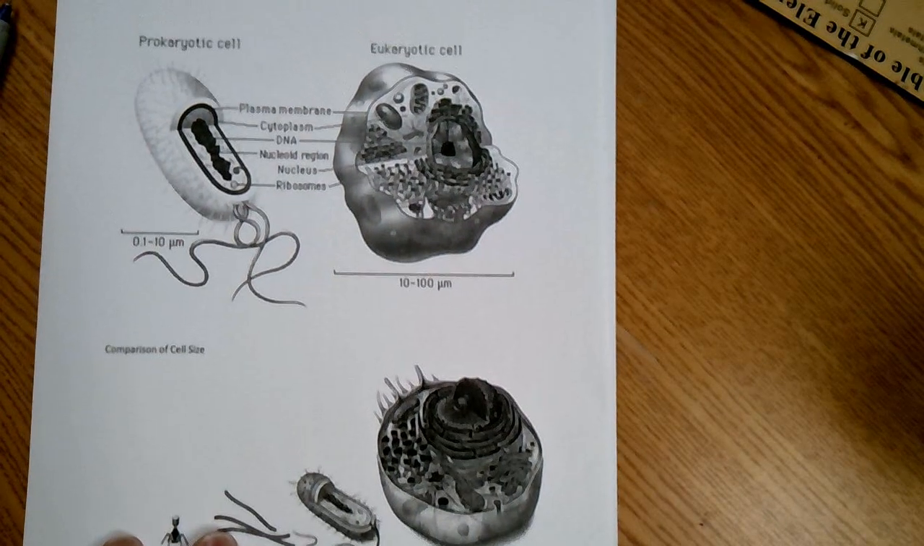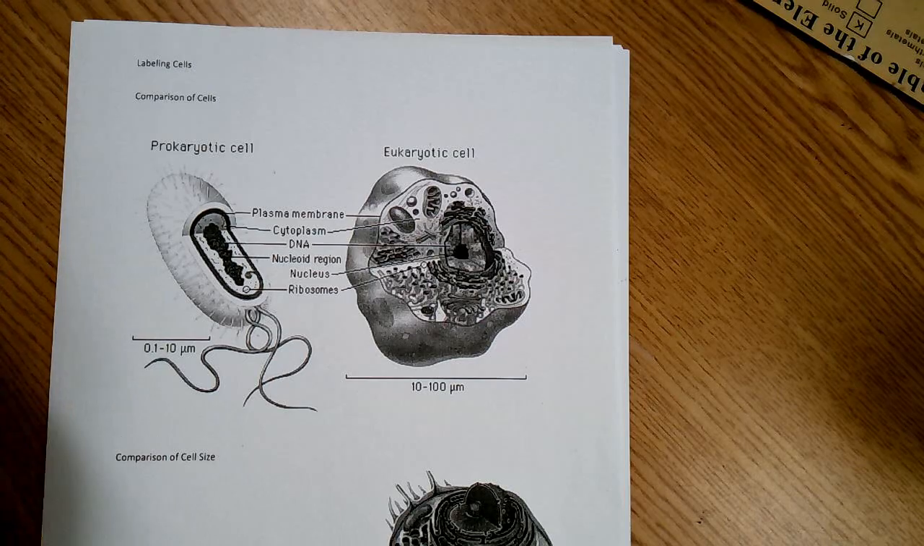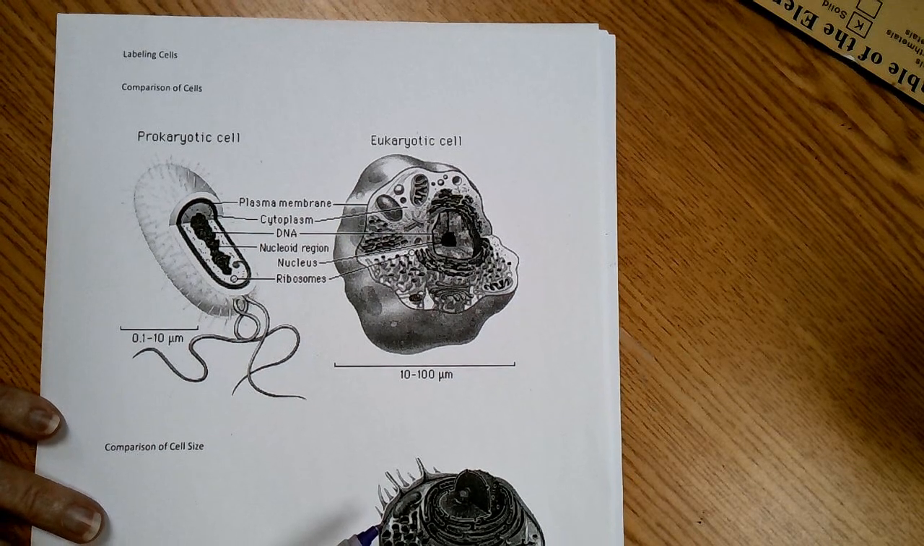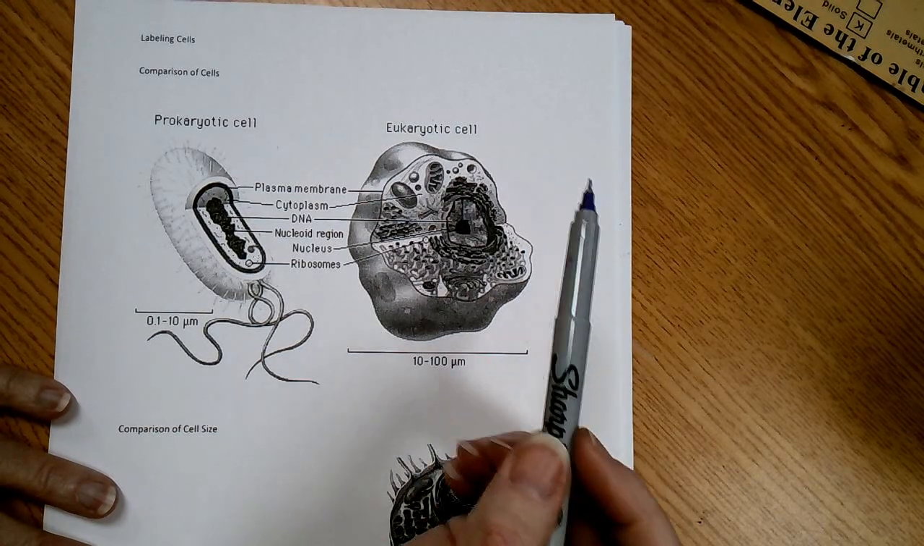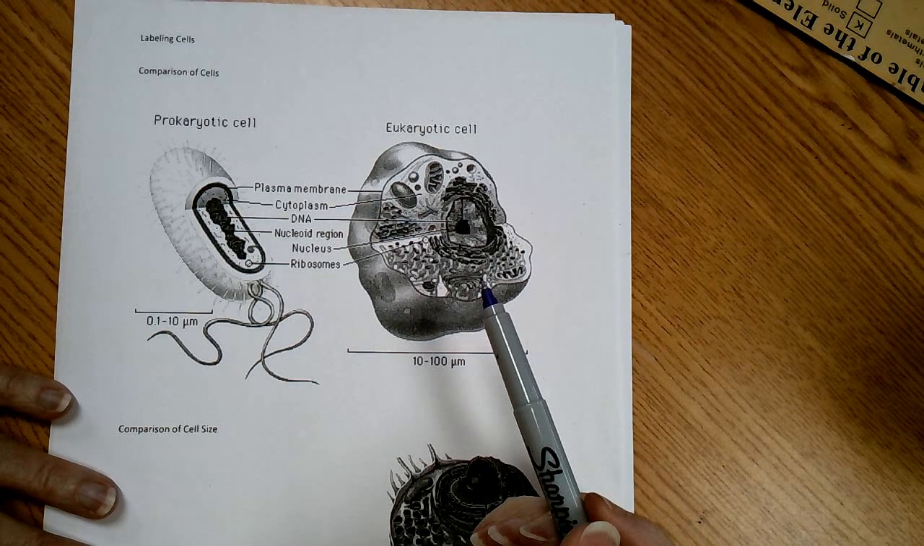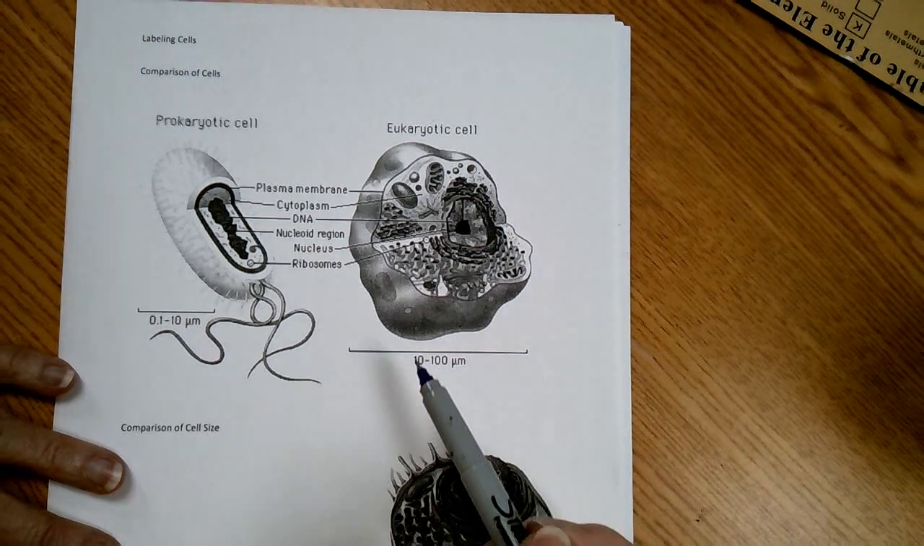Hi, you guys. I want to talk a little bit about cells and cell parts and functions. First off, I want to do a little comparison between prokaryotic cells and eukaryotic cells. Just a quick look at this before I talk about cells, and then I'll go into the details of these structures.